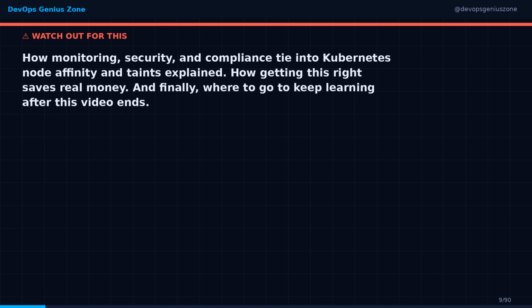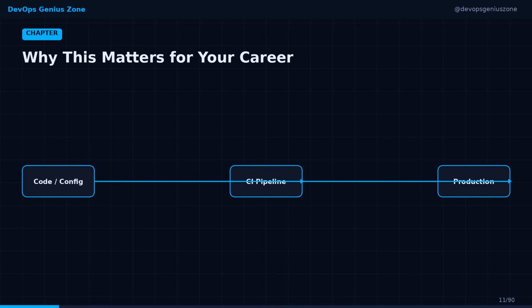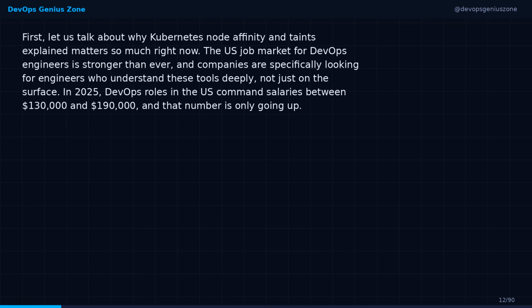Let's get into it. First, let us talk about why Kubernetes Node Affinity and Taints Explained matters so much right now. The US job market for DevOps engineers is stronger than ever, and companies are specifically looking for engineers who understand these tools deeply, not just on the surface. In 2025, DevOps roles in the US command salaries between $130,000 and $190,000, and that number is only going up. Knowing Kubernetes Node Affinity and Taints Explained inside and out can literally change your career trajectory.